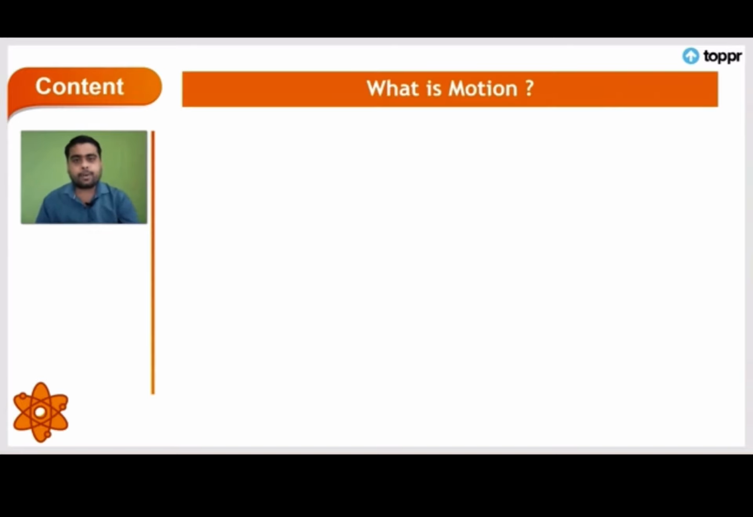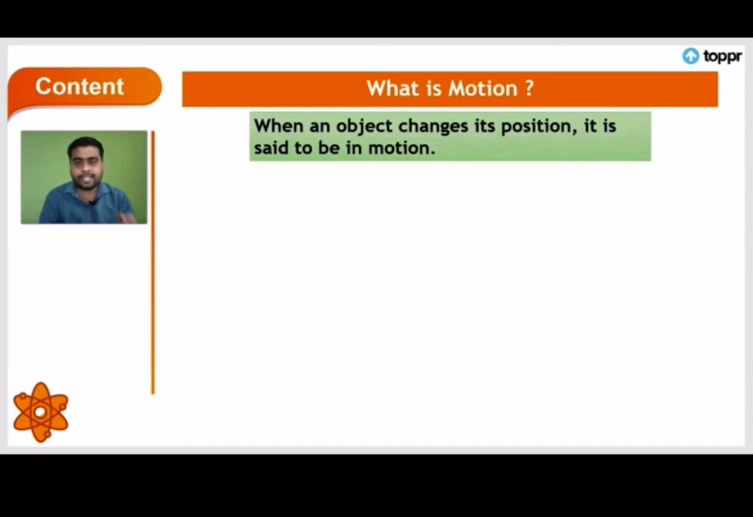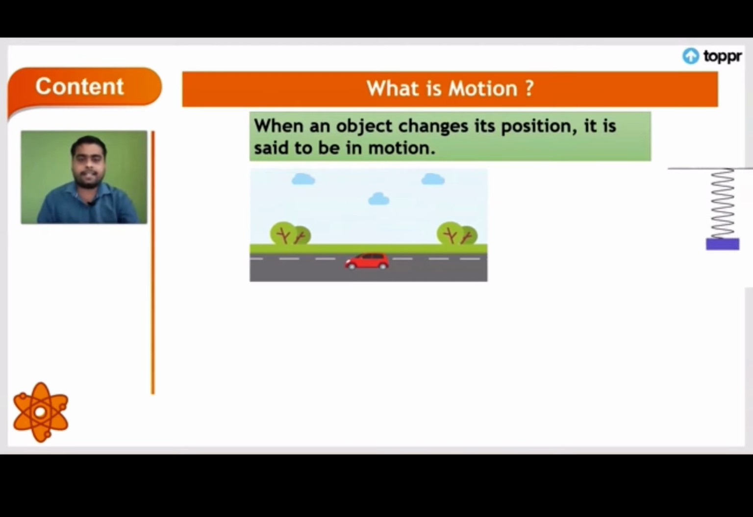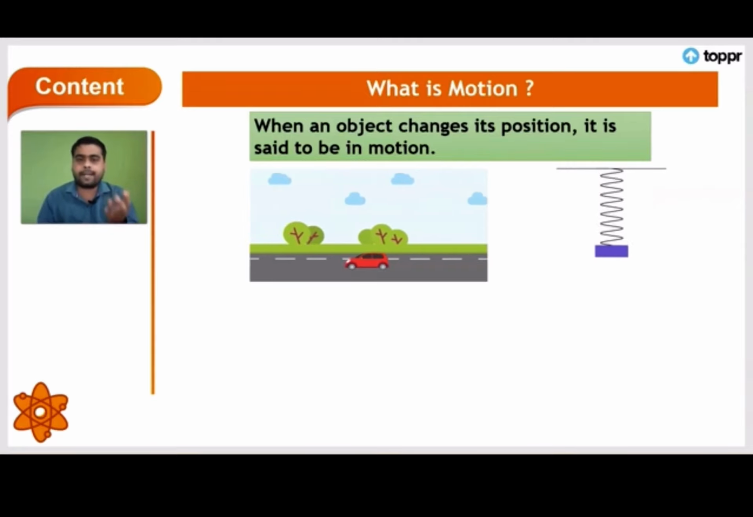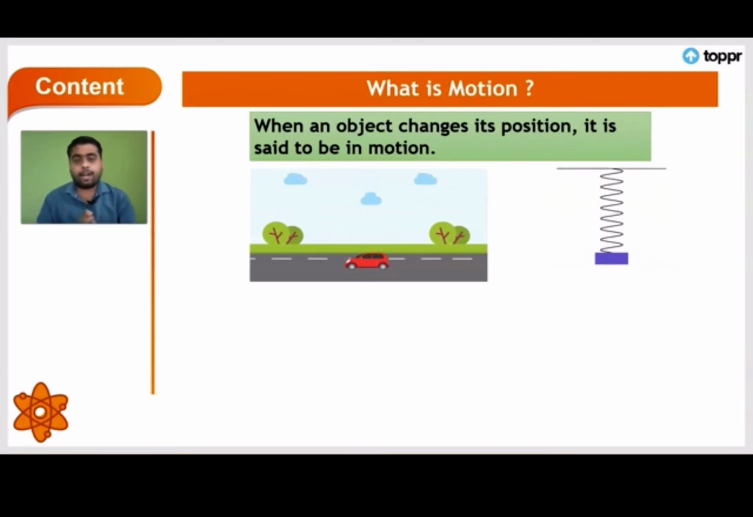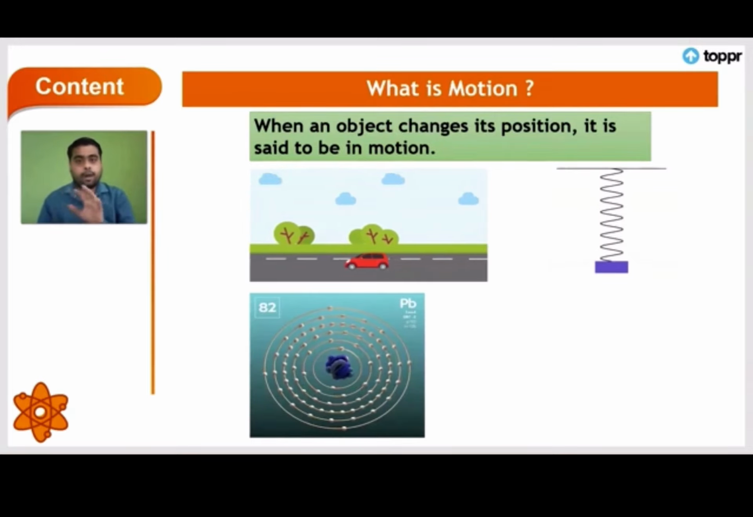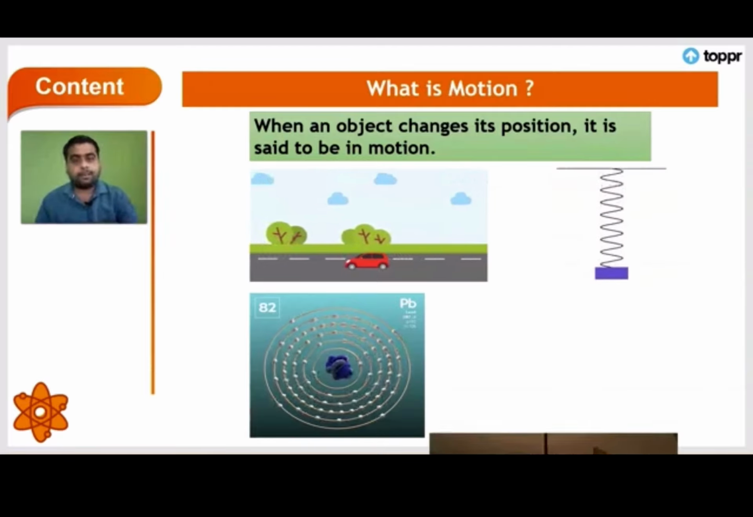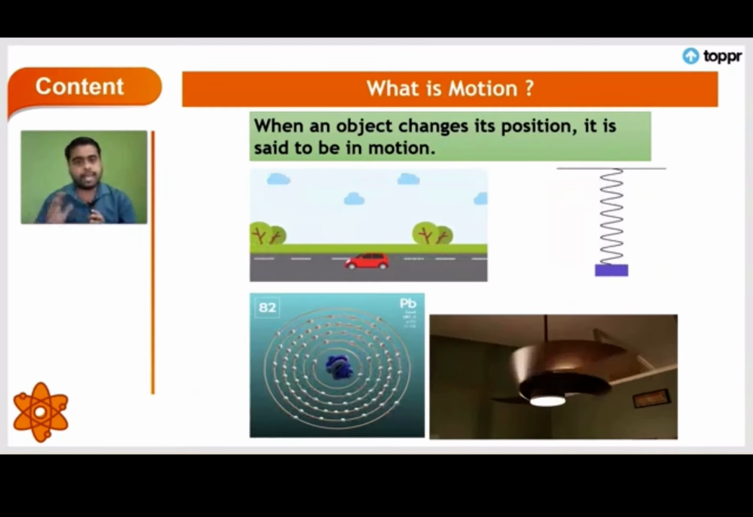So the very first question is, what is motion? Now, if one object is moving, then it is essentially changing its position, and we say that the object is in motion. Just like if you observe this car which is moving on a road, then it is in motion. Now, on the other hand, this spring mass system is moving up and down, so it is in motion. And also the electrons which are actually orbiting, they are in motion as well. And of course, the blades of the fan are moving, so they are in motion.